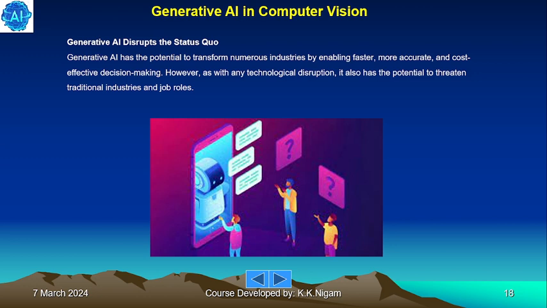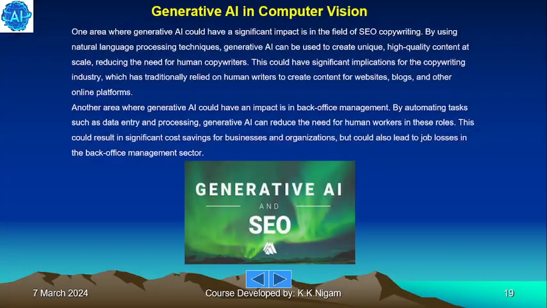Generative AI disrupts the status quo. Generative AI has the potential to transform numerous industries by enabling faster, more accurate, and cost-effective decision making. However, as with any technological disruption, it also has the potential to threaten traditional industries and job roles.